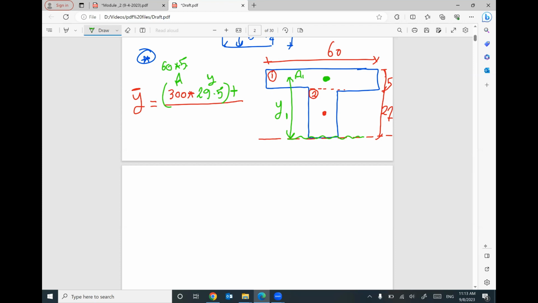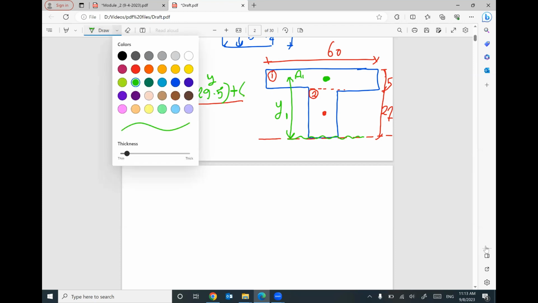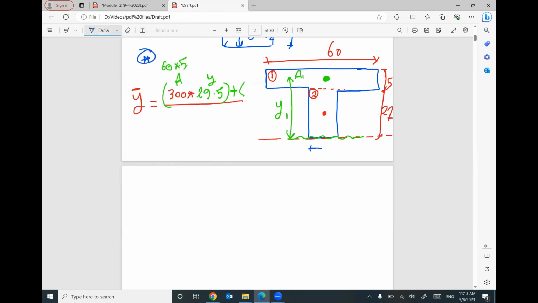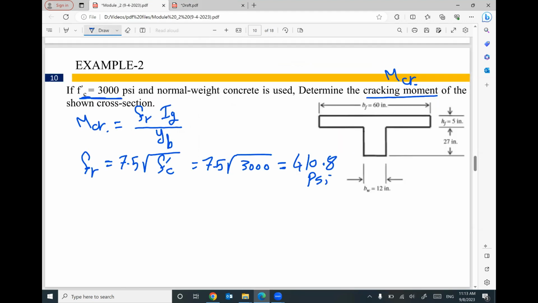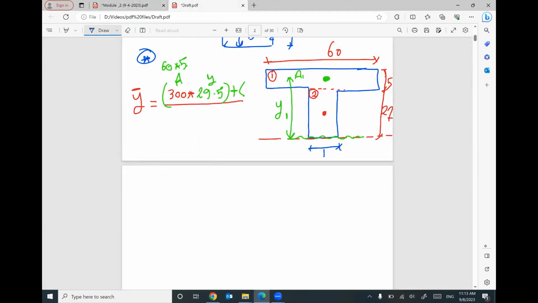Plus, what is the area of the second part? For the second part, this distance is given, I think, equal to 12. So the area of the second part will be 12 times 27, equal to 324. What is the vertical distance between the centroid of this part and your reference? This is area number 2, and this is Y number 2. I think it will be half of 27, 13.5.